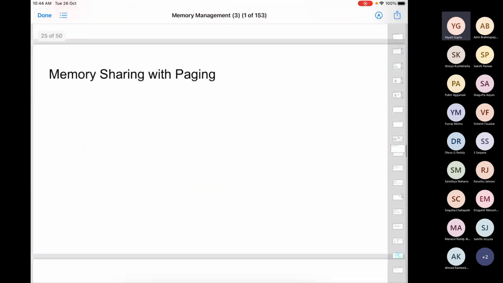When we talked about contiguous memory allocation, there was no notion of how processes share memory with each other, right? Now with the help of paging, two processes can share memory. Any idea how it can happen? So let us say there is a very big array which is shared between two processes. How can two processes share it with the help of paging?